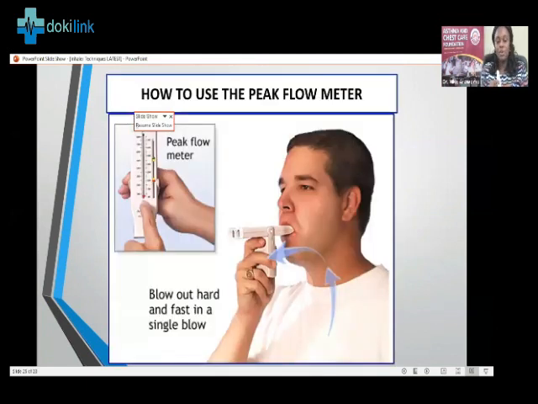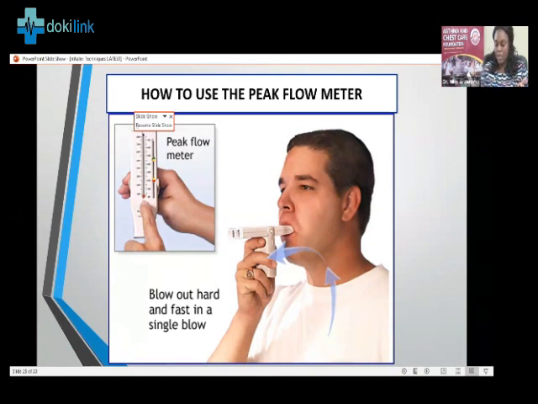How do we make use of a peak flow meter? The first step, we ensure that the pointer is at the 0 point. Then the patient can be seated or can stand upright. We ask the patient to take a deep inspiration to inhale to the maximum. Then we ask the patient to put the mouthpiece in between the teeth and seal the lips around the mouthpiece. Then the patient is asked to blow hard and fast in a single blow.